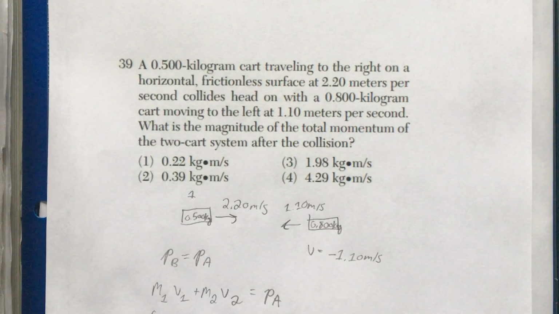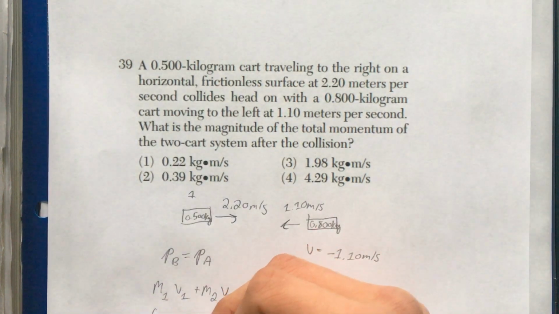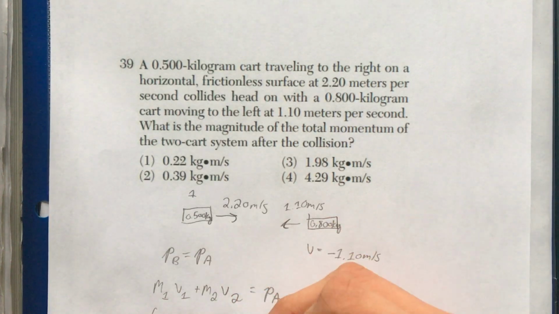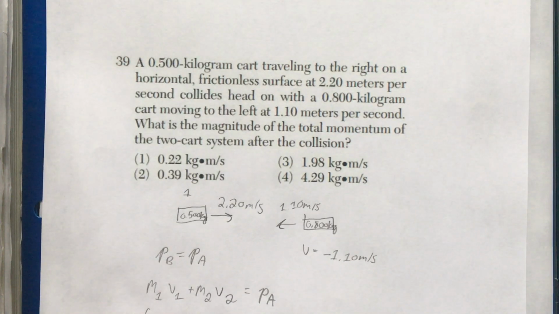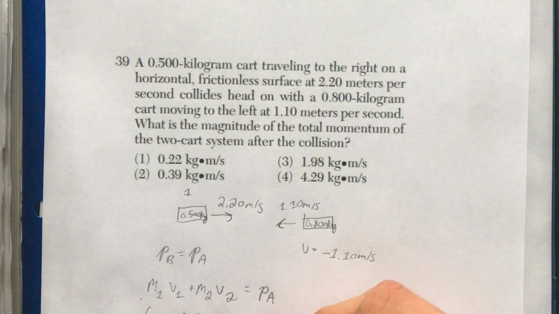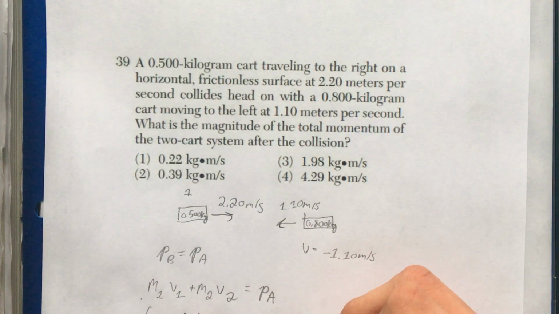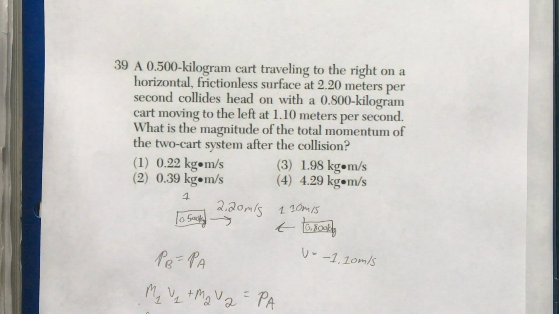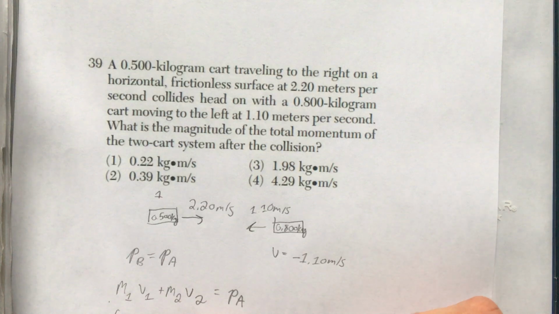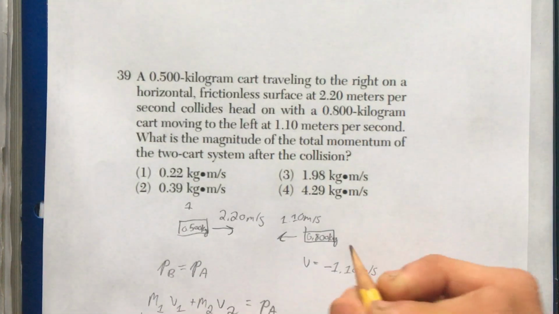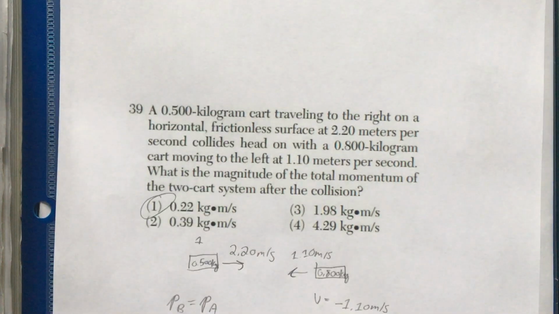So what this will give us is 1.1 kilograms times meters per second minus 0.88 kilograms times meters per second, which is going to give us 0.22 kilograms times meters per second, which is going to be choice number 1.